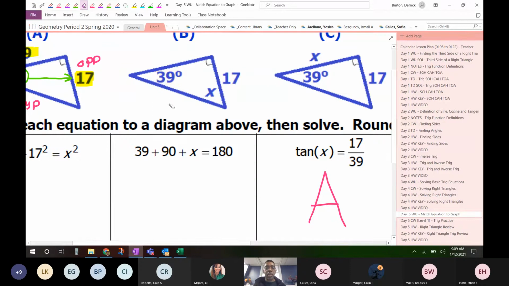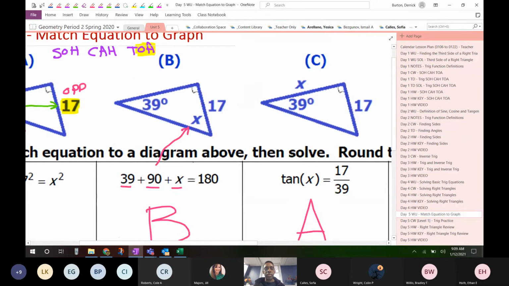All of the angles in a triangle have to add up to 180. So it does make sense that if we add up 39 plus 90 plus x, that should equal 180. And we should be able to solve this equation in order to find this missing x. So this is B.